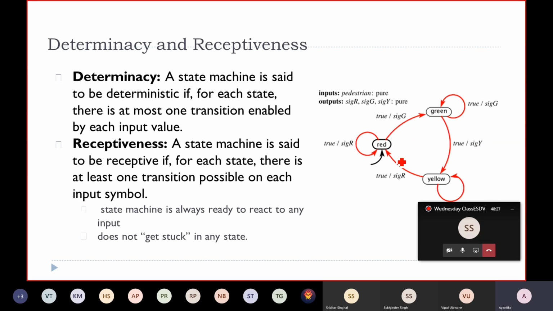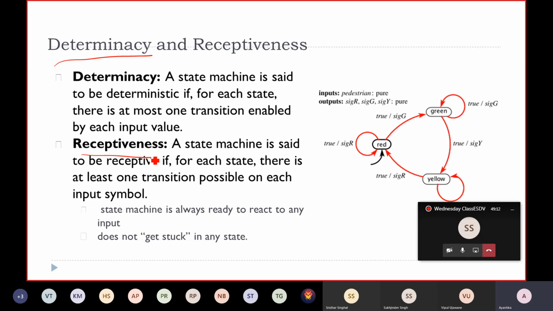Another problem of FSM design that we need to consider is whether my FSM is deterministic or not, and whether it is receptive or not. What do we mean by deterministic? In case of deterministic, when we are considering one state and one particular input, basically when I am giving a particular input to a particular state, there should not be any ambiguity. That means for a particular input to a particular state, of course, there will be a single transition.